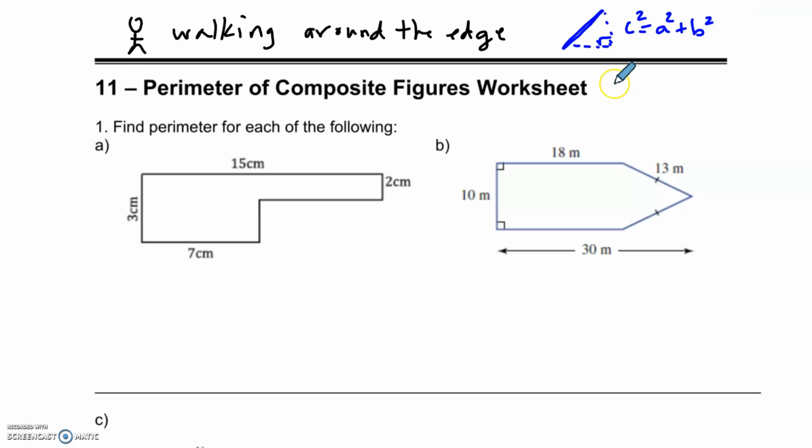If you have a curve like this that is missing that you have to find, then you probably have to use c equals pi d divided by 2. Okay, so watch out for those on the questions. Hopefully this has helped you understand how to find perimeter of composite figures.